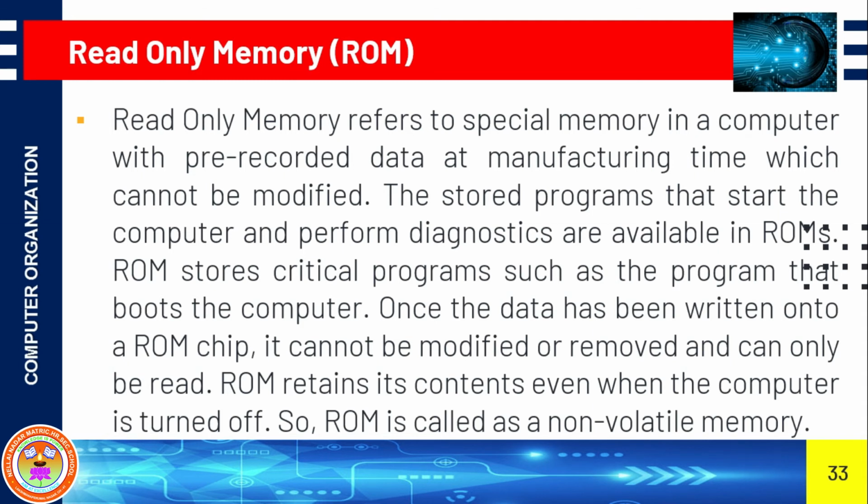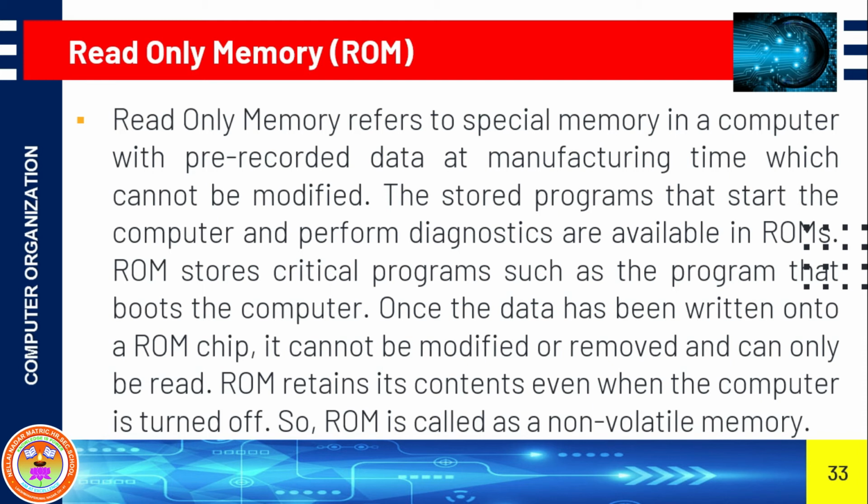The stored programs that start the computer and perform some diagnostics are available in ROMs. ROM stores critical programs such as the program that boots the computer. Once the data has been written onto the ROM chip, it cannot be modified or removed and can only be read. That means what? Once you store any data in the ROM, it will be stored permanently. Okay, so you can't remove it. It will be automatically read.